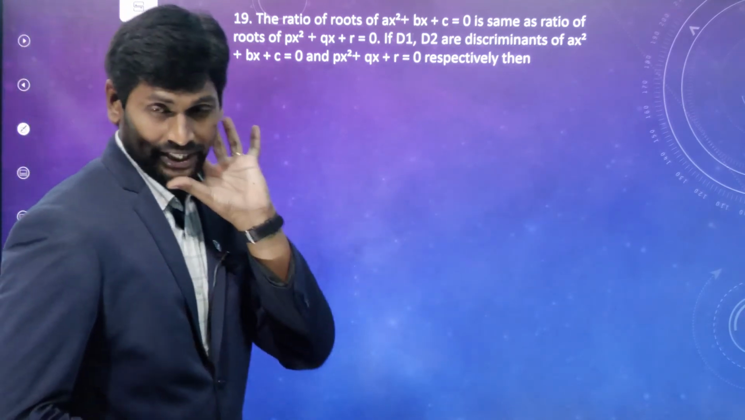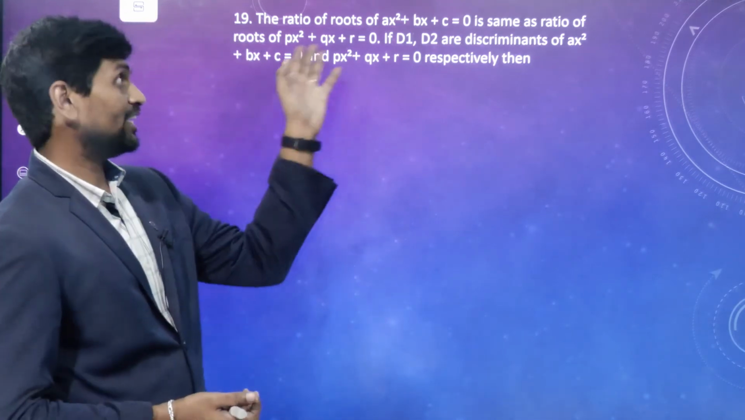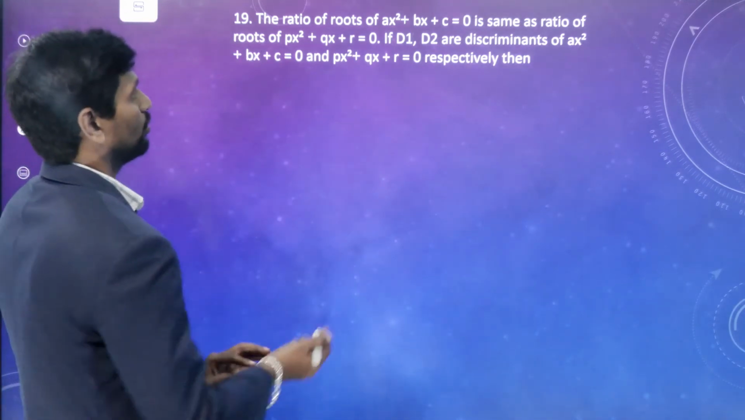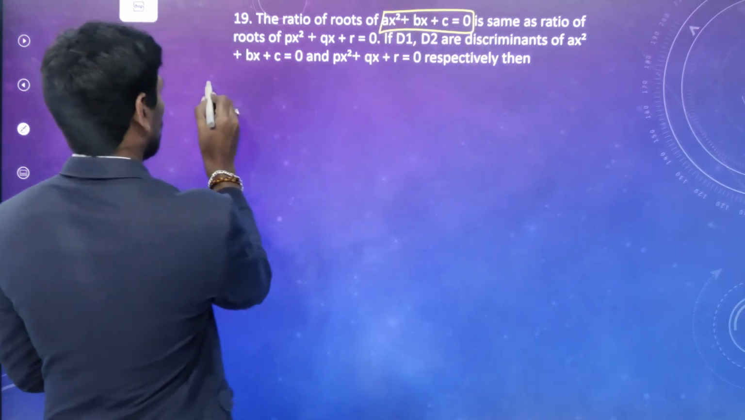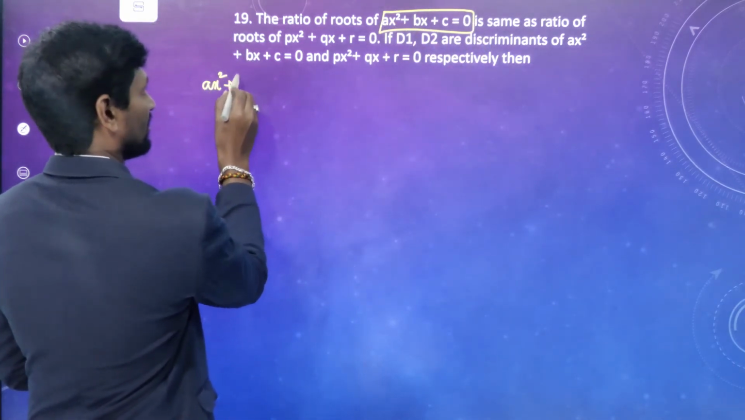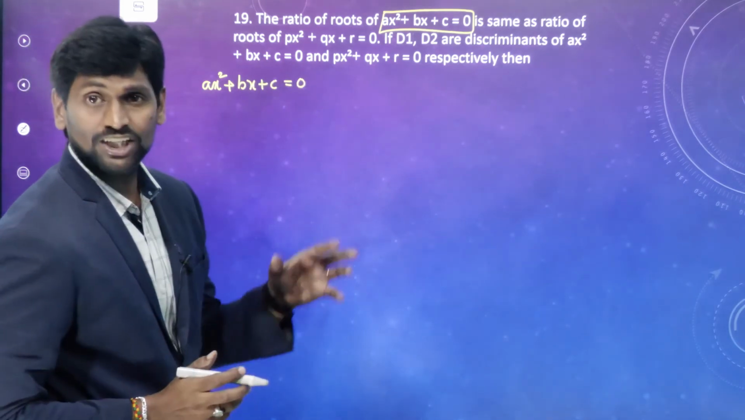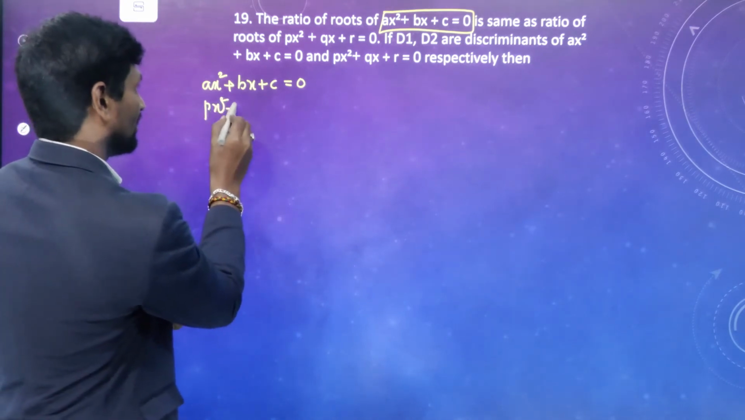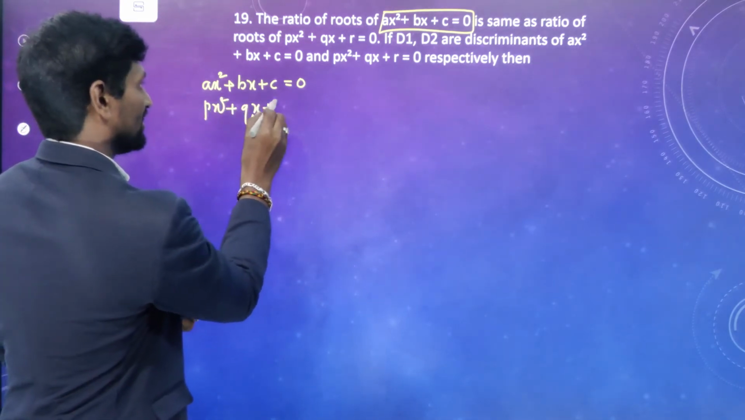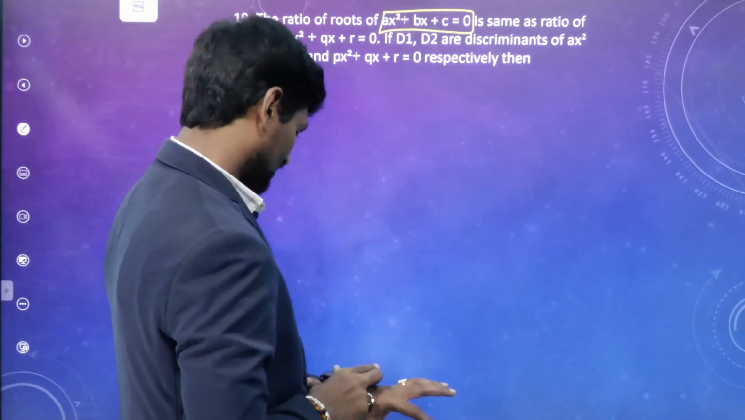Yeah, a very, very important one, this one. So let us see the ratio of the quadratic equations. Two quadratic equations. First one, ax square plus bx plus c equals to 0. And the second quadratic equation is px square plus qx plus r equals to 0. Two quadratic equations are there.